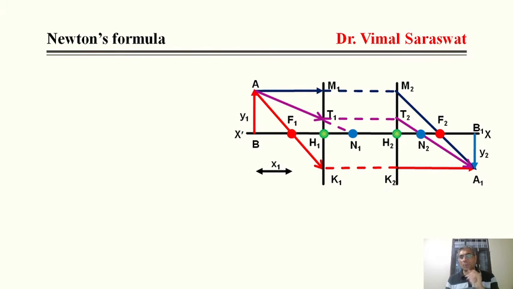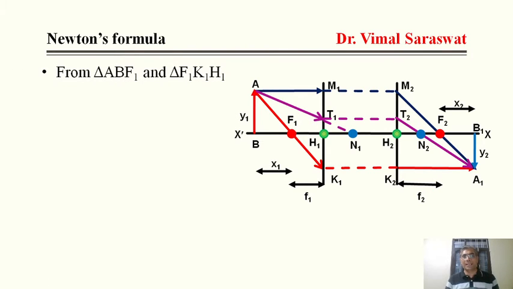Distance of object from first focal point, that is BF1, equal to x1, and the distance of image from second focal point, that is F2B1, is our x2. Let the distance of first focal point from first principal plane, that is H1F1, equal to f1, and let the distance of second focal point from the second principal point, that is H2F2, equal to small f2.